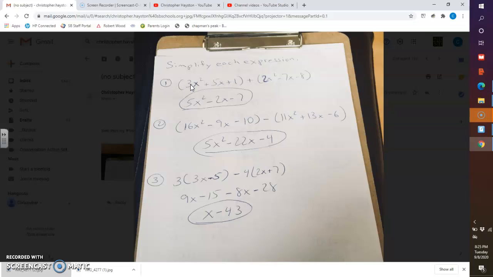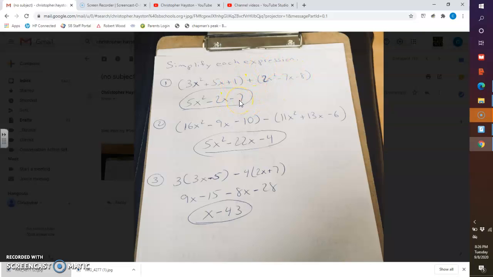Now, when we combine, we don't change the exponent, and you have to add the same exponent to combine. So 3x squared and 2x squared combine to be 5x squared. You can't combine an x squared with an x. You can't combine an x squared or an x with a whole number. Okay, so only the x squared can go with the x squareds. 5x and negative 7x combine to be negative 2x, and 1 and negative 8 combine to be negative 7.